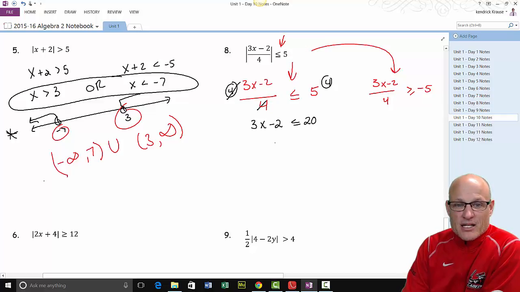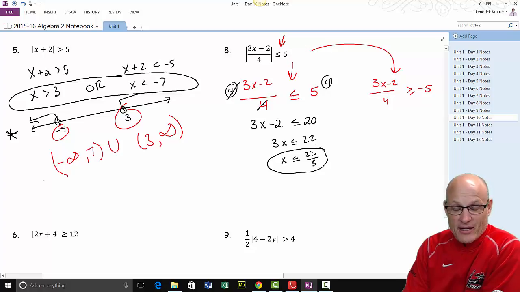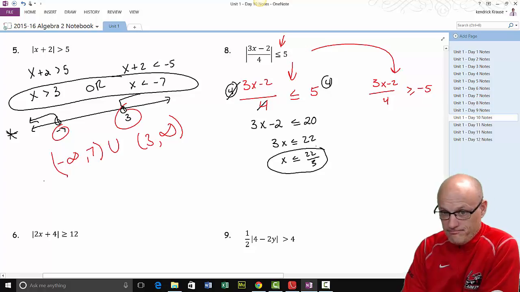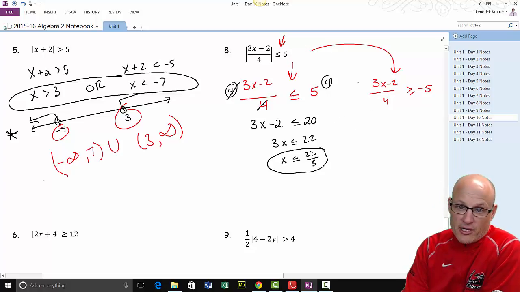And then I'm going to move the 2 over. I get 3x is less than or equal to 22, or x is less than or equal to 22 over 3. How could that possibly be right? Multiply both sides. It is. Multiply both sides by 4.